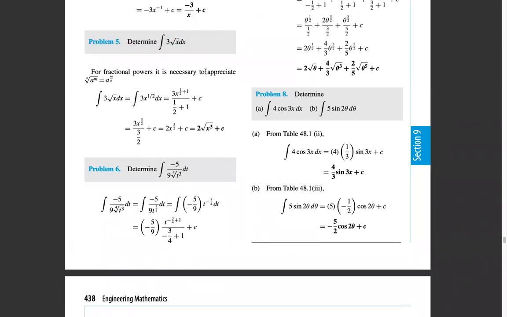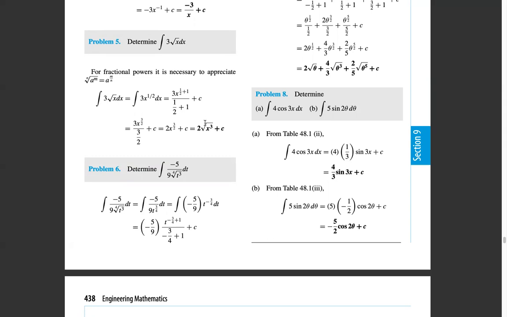What's square root of x? X to the half. So you have a fractional index with this one. What you do is if you integrate x to the half, you take the half, you add 1 to it, you get 3 over 2, and then you divide by that 3 over 2. So you get 3x to the power 3 over 2 divided by 3 over 2. You invert and multiply, you get 2 square root of x cubed plus c.